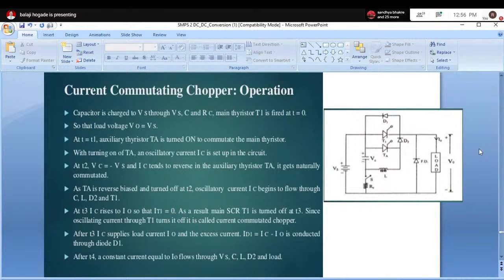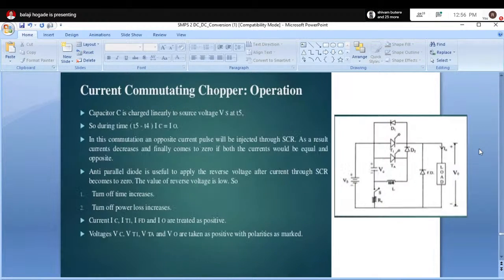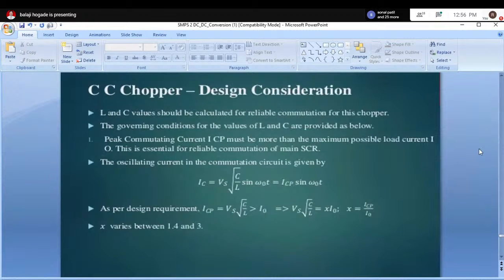In the previous case it was voltage commutated. Why was it voltage commutated? You are well aware of that: the capacitor voltage is responsible for turning off that SCR. Then the design steps, how to find out the values of the inductor and capacitor, and you also have to remember the range of x, it should be between 1.4 and 3.